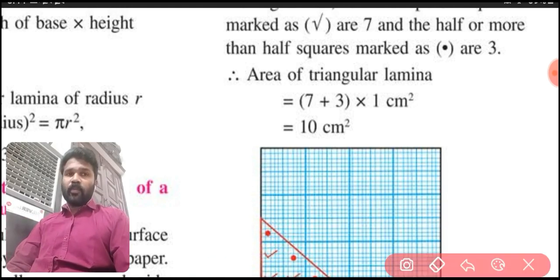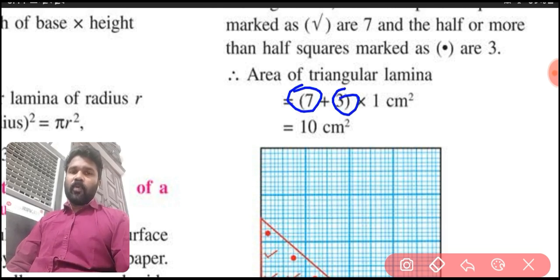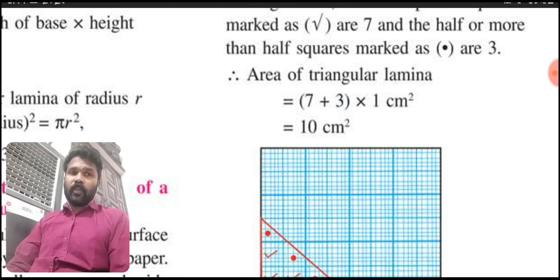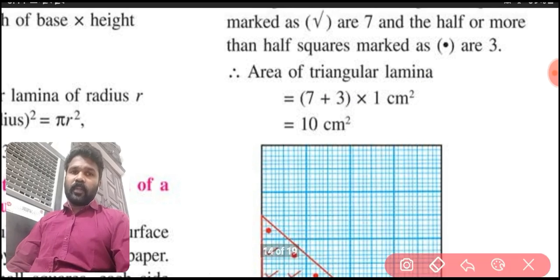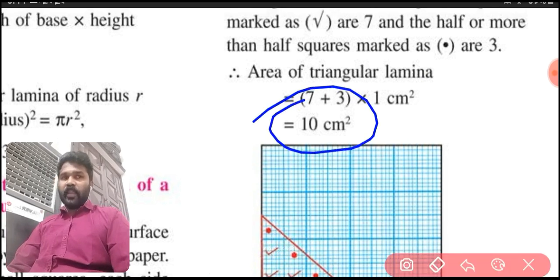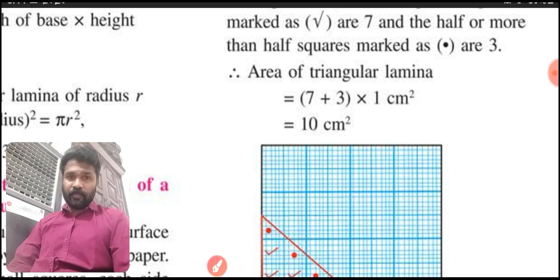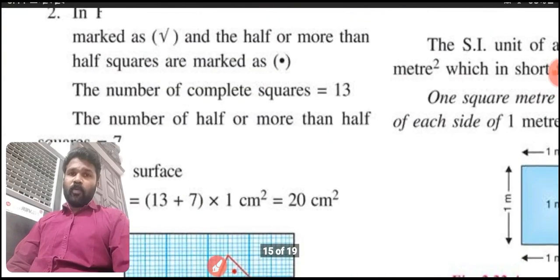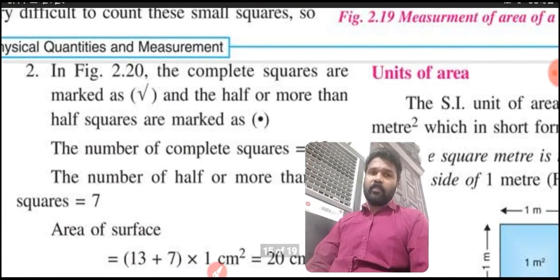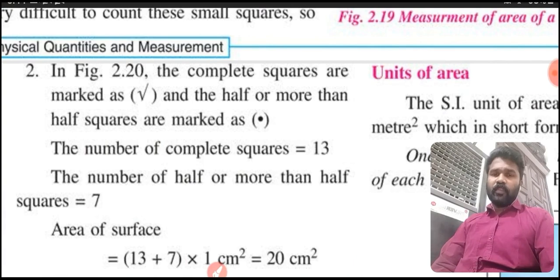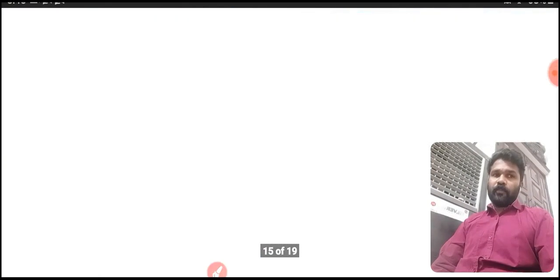So now we find the area: 7 complete squares plus 3 more than half squares, multiplied by 1 centimeter square, gives the answer 10 centimeter square. That is the area of the triangular lamina. Okay, students, understood? Now we are going to move to our second example. In the second example we have to observe figure 2.20.